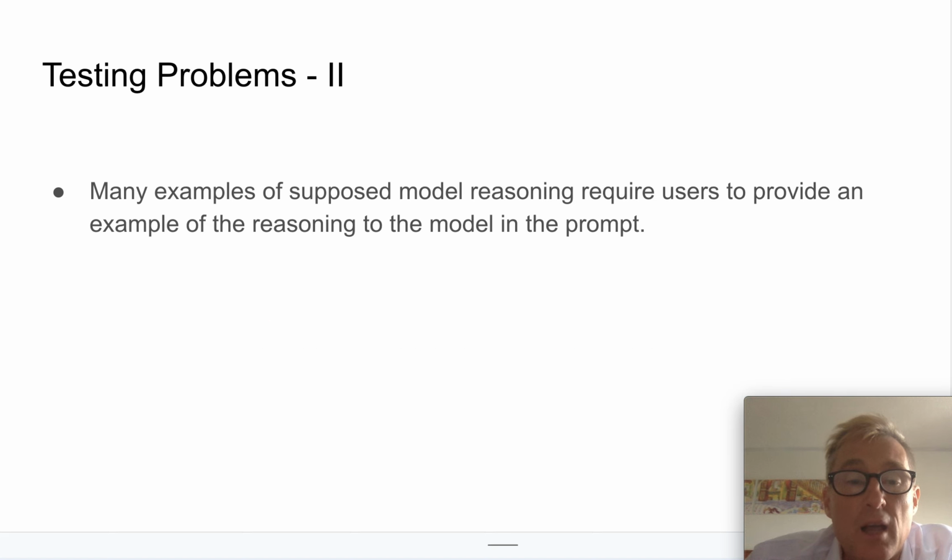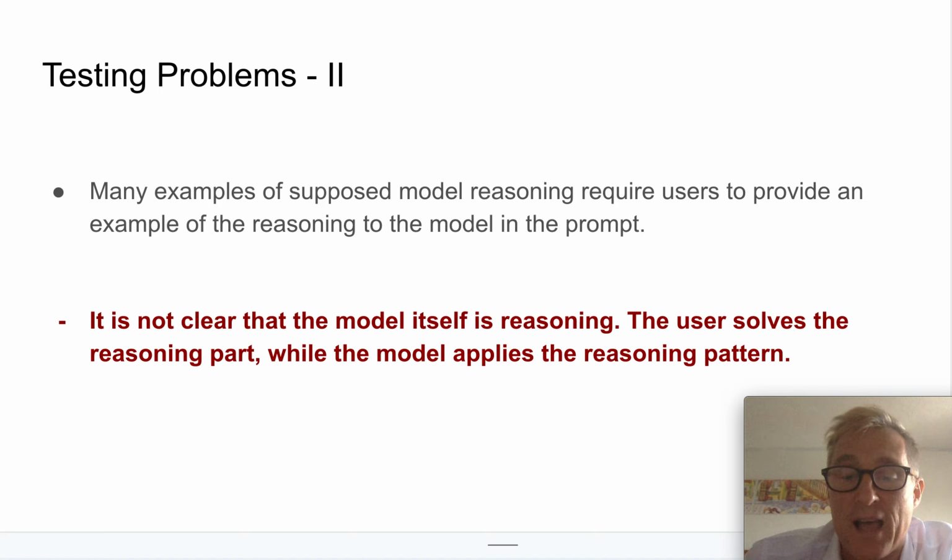A second thing is that some of the examples of supposed reasoning in models require the user to actually provide an example of the reasoning. So this is part of the prompt, where in order to elicit the chain of thought that comes out of the model, you provide an example of what that reasoning should look like. And so you can argue here, it's not really clear if the machine is actually doing the reasoning at all. Is it really that the user solves the reasoning part, showing the abstract structure of the reasoning in another example, and then the machine is simply applying that? So there's a distinction there that also potentially needs to be made.